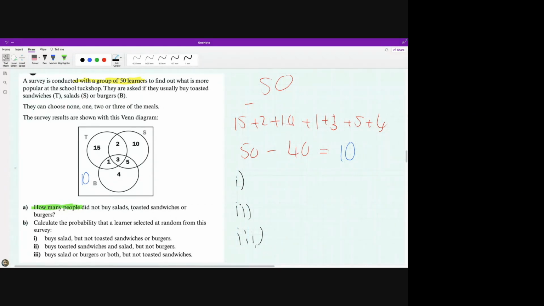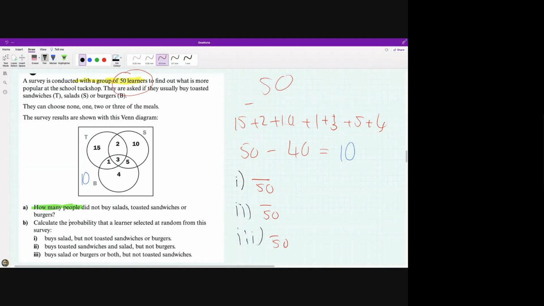So first one, what is the probability that the person buys salad but not toasted sandwiches or burgers? If you're choosing a random learner, now I'll give you a hint again, it's all going to be out of 50 because the sample space is out of 50. We know that from here. So what's the first one going to be?